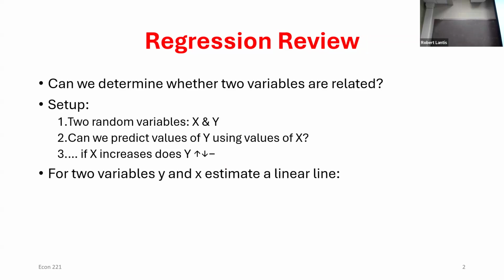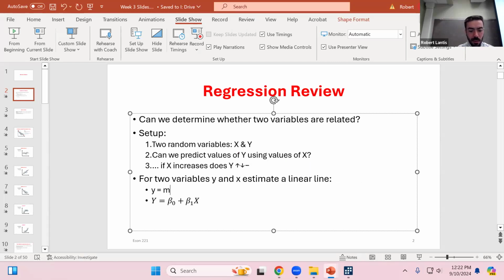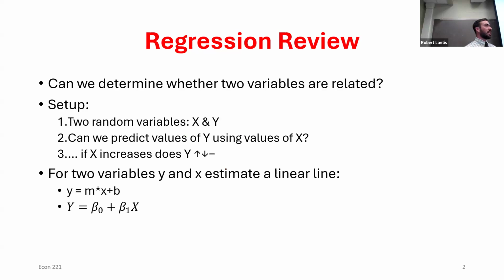Is it going down or is it not changing at all? What's the causal relationship between these two variables? In general, you've probably seen this from other math classes. y equals mx plus b is probably something you've seen in some math class, right? That's all we're doing in linear regression.